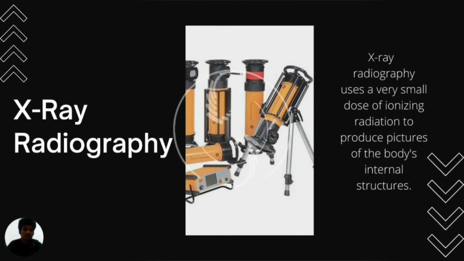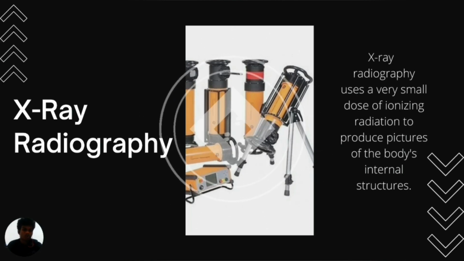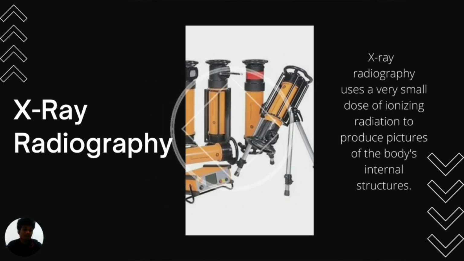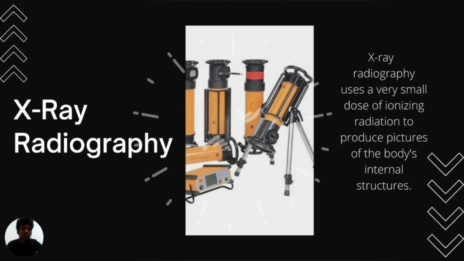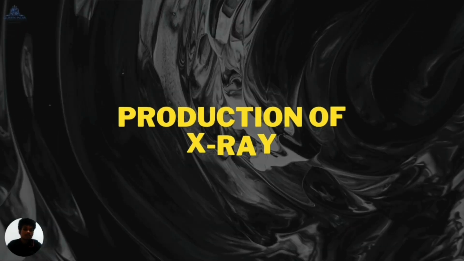First is X-ray radiography. When we are using X-rays to detect flaws in any material, the method is called X-ray radiography. In X-ray radiography, two-dimensional pictures of the defects will be produced. Now let us see the production of X-rays.